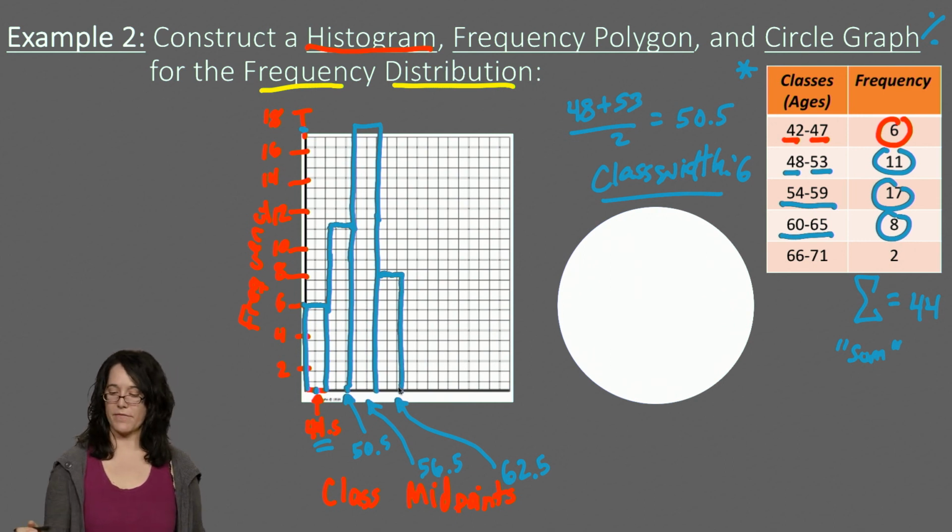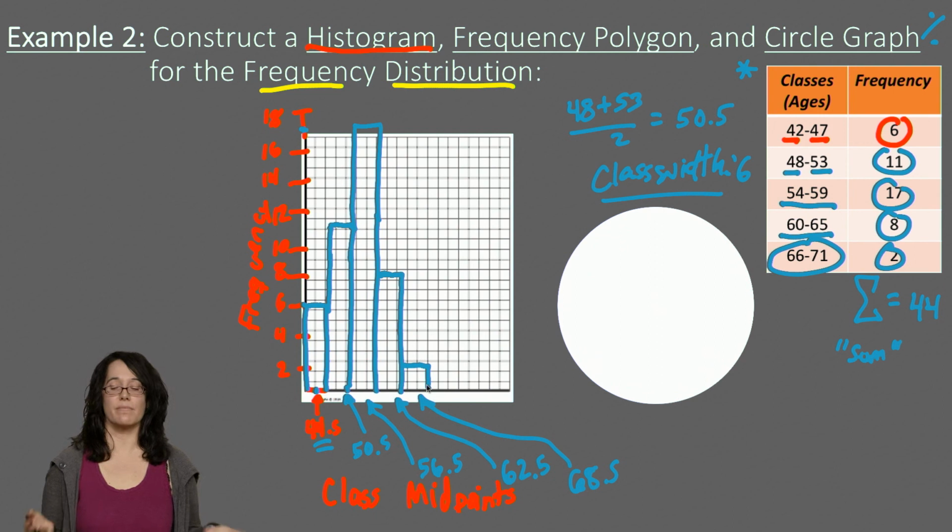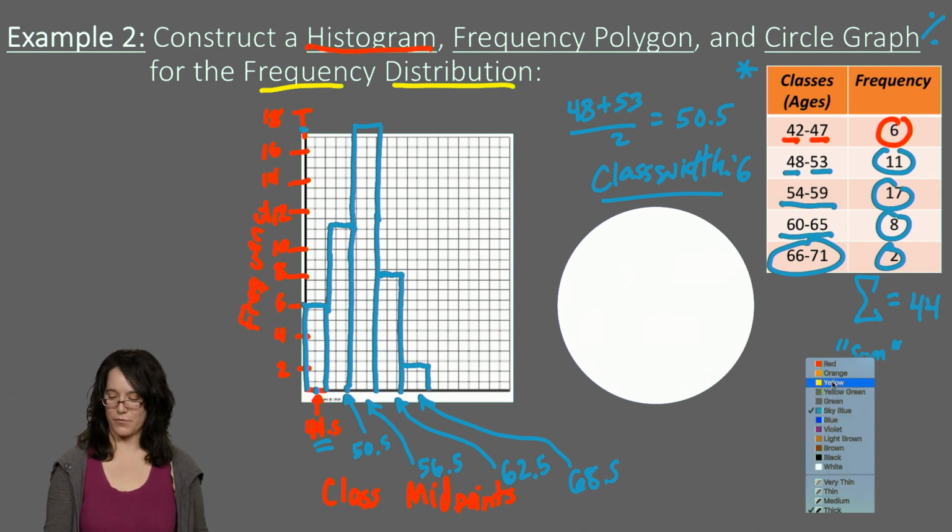Okay, and then finally, for the class 66 to 71, its class width of 6 again adds to the last midpoint of 62.5, giving me 68.5 here for our last one, and its height is only at 2, which is right here. Boom. Okay, so we made a little histogram, not too hard to do. Again, if you have a ruler and graph paper, it'll be easier for you.